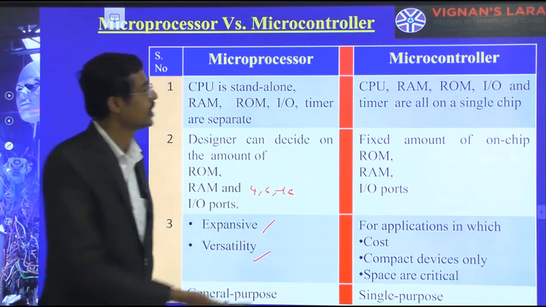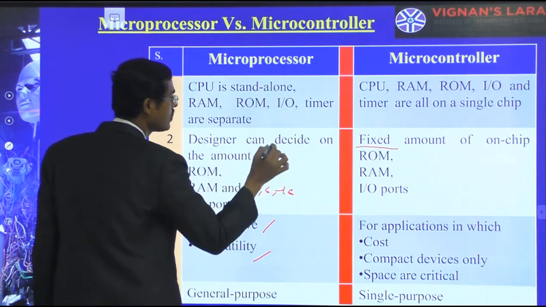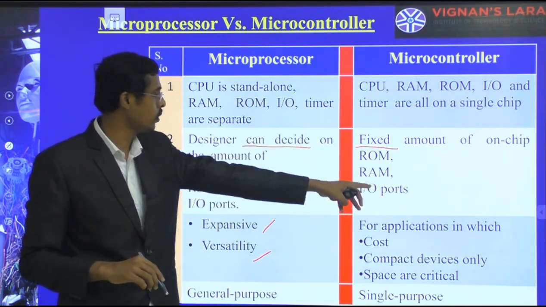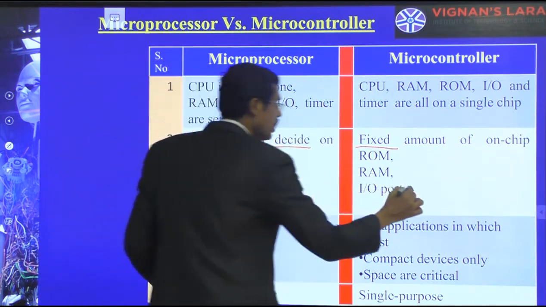But that's it. It contains a fixed amount, and we can decide the amount of RAM, ROM, and input-output ports. Here one input, one output port. We can consider the example of a pen drive. So, a pen drive.